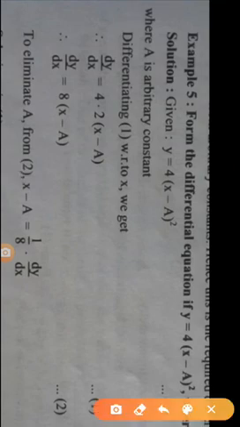This is also a simple example. Form the differential equation if y equals 4 into (x minus a) whole square, where a is an arbitrary constant. Here our work becomes very simple, because here it is mentioned how many arbitrary constants are present. Only one arbitrary constant is present here, so taking the derivative of the given relation only one time, we get: given relation y is equal to 4 into (x minus a) whole square. This is equation number 1.